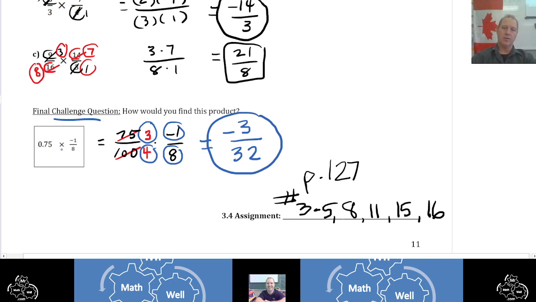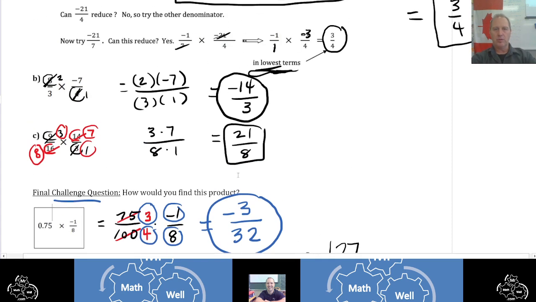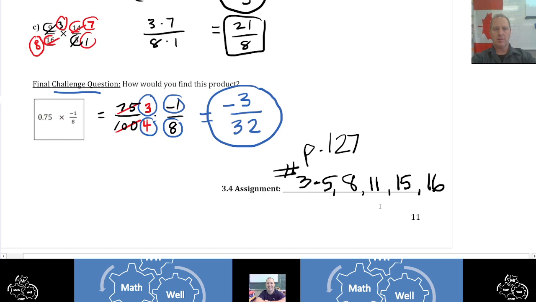And here is your assignment: page 127 of Pearson's Math Makes Sense, Math 9. Hope you understand what we talked about today, multiplying fractions. And there's your assignment. Quickly write that down if you haven't yet.